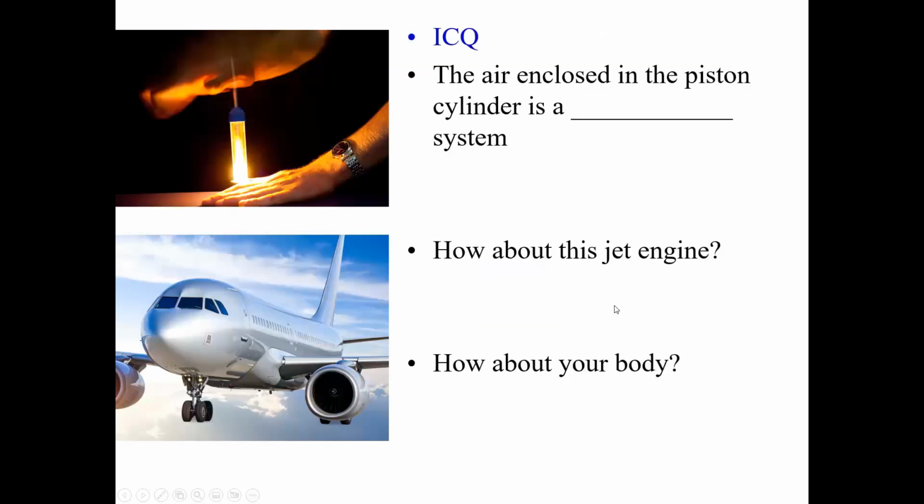Now let's see some questions. This device is the so-called fire syringe. It's just a piston cylinder device. Some air is enclosed in this piston cylinder, and if we press down the piston really quickly and the air is compressed very quickly, then its temperature is going to increase a lot. Its temperature can become so high that the cotton you put inside such a piston cylinder can be ignited. So that's why it is called a fire syringe.